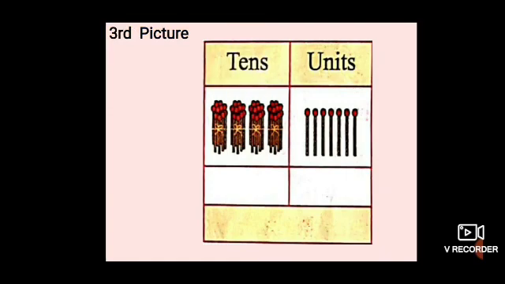Third picture, there are bundles of sticks. Let's see how many bundles of sticks are there in tens and units place. In tens place, 1, 2, 3, 4. 4 bundles of sticks. So in tens place we'll write 4. And in units, 1, 2, 3, 4, 5, 6, 7. In units place we'll write 7. 47.